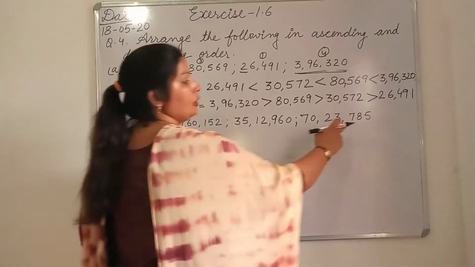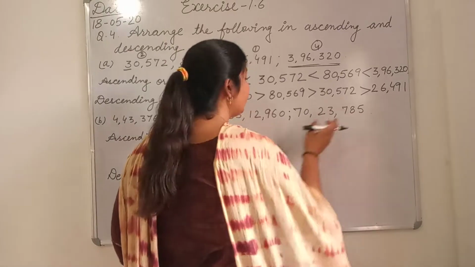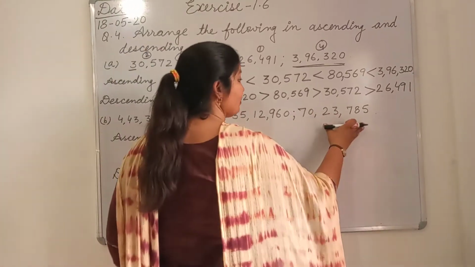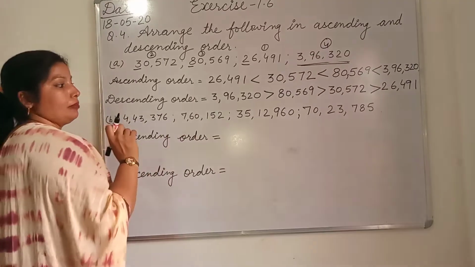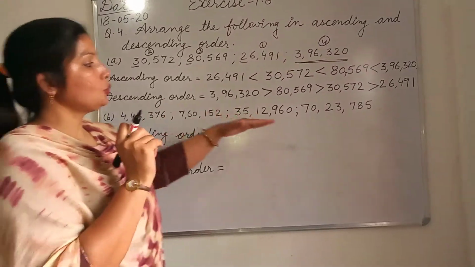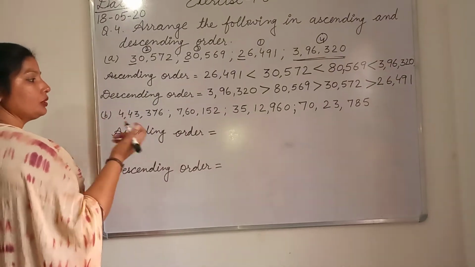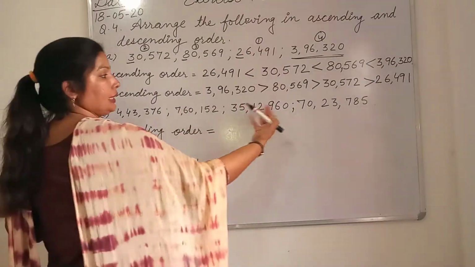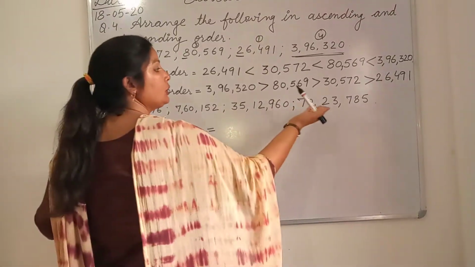The next, 1, 2, 3, 4, 5, 6, 7, is also a 7-digit number. So these two are 7-digit numbers and those two are 6-digit numbers. So these two are smaller and these two are greater. Now we compare these numbers. Firstly we compare these two, then we compare these two.